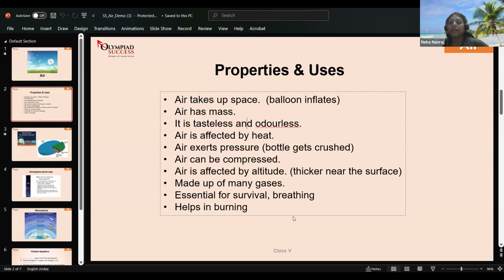Next, air is affected by altitude, thicker near the surface. So altitude means the height. Now how is air affected by altitude? As you move up, have you ever gone on a trekking or to a mountain area? Or to high altitudes, like have you ever been to Vaishno Devi?